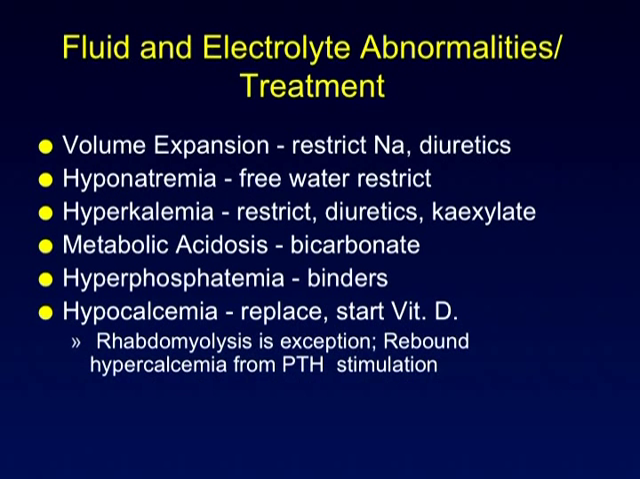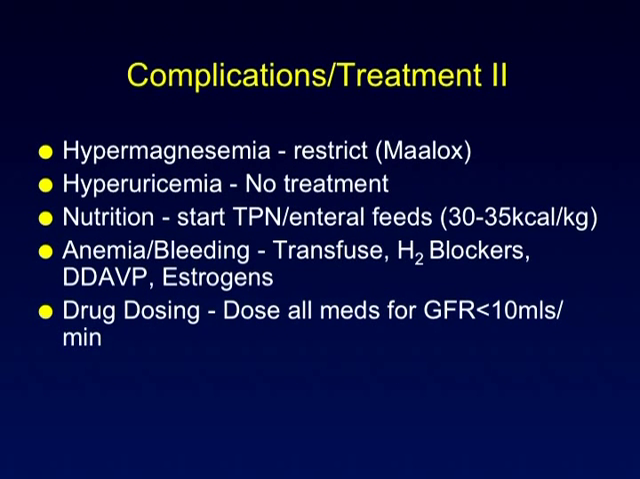Fluid and electrolyte treatment in AKI, this is just a long list. Key things are just correct what's abnormal. And so if they're hyperkalemic, you correct that. If they've got metabolic acidosis, you correct that, etc. Complications, these are some of the lists of complications, mostly fairly self-explanatory. Probably not going to be asked any questions related to this at all.